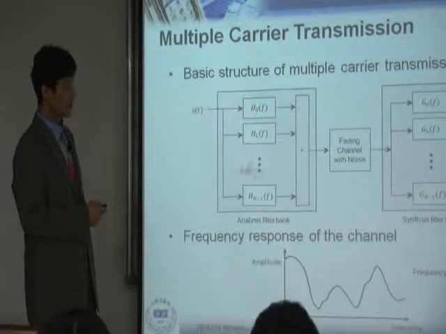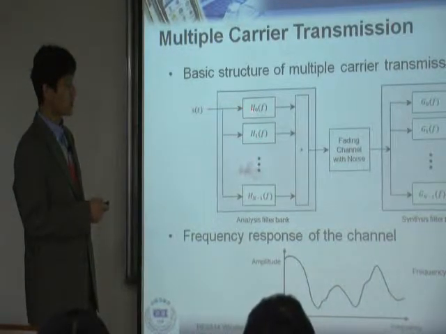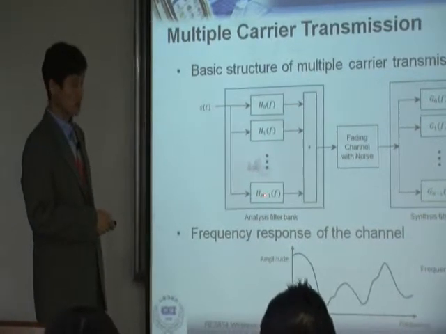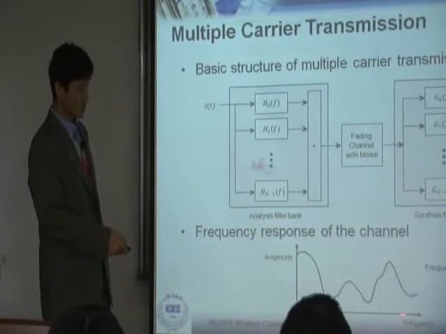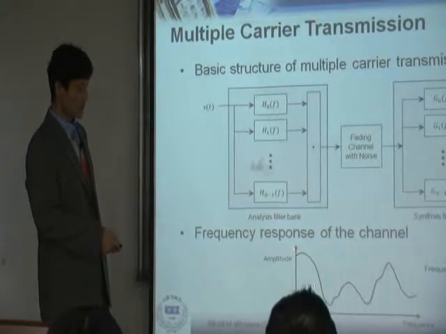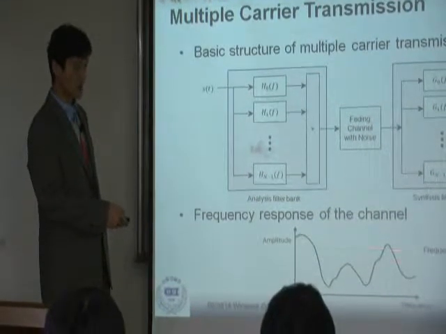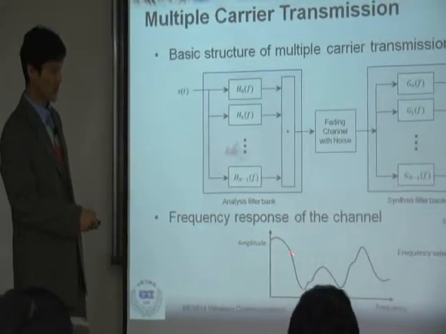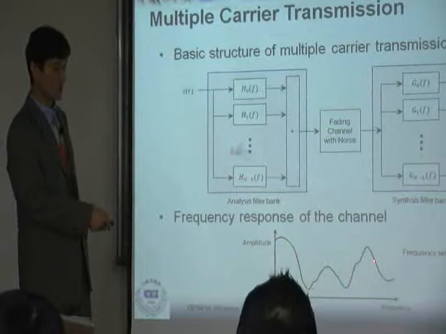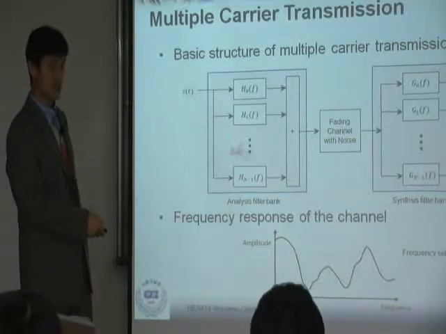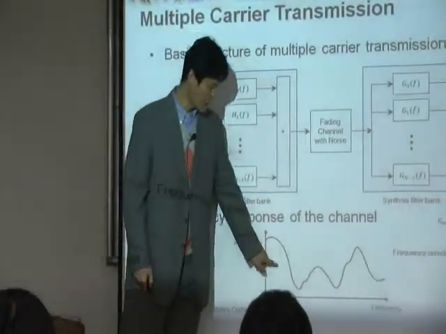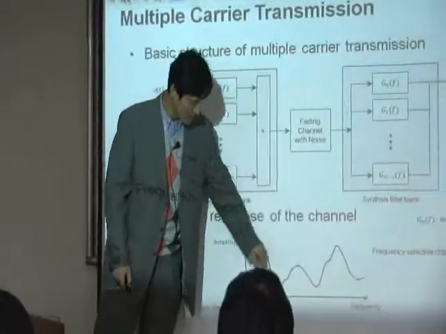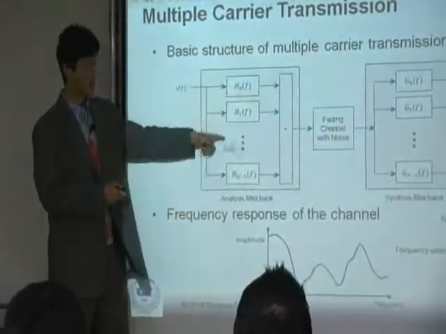And the reason that we split this into H0 to HN is that if you look at the frequency domain like this, the frequency response of the channel is always not flat. It has a fluctuation up and down. So therefore, we want to treat each of these frequencies differently, like this.